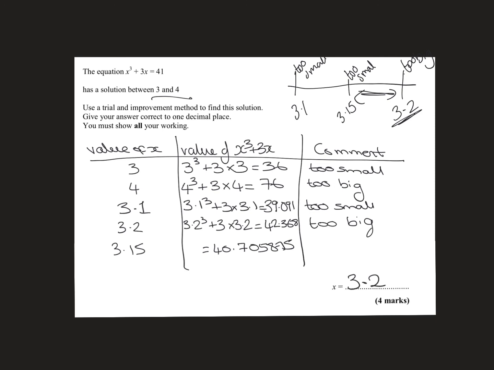So the first column is your values of x. They're your guesses or your trials. And then the middle column is where you substitute those numbers into the equation that you're given in the question. And the last column, then you write in whether you're too big or too small.